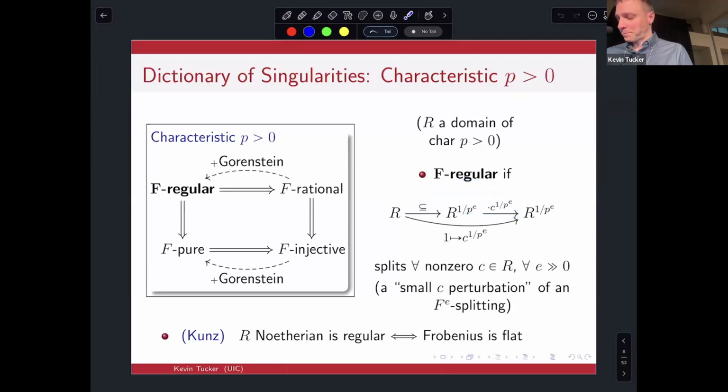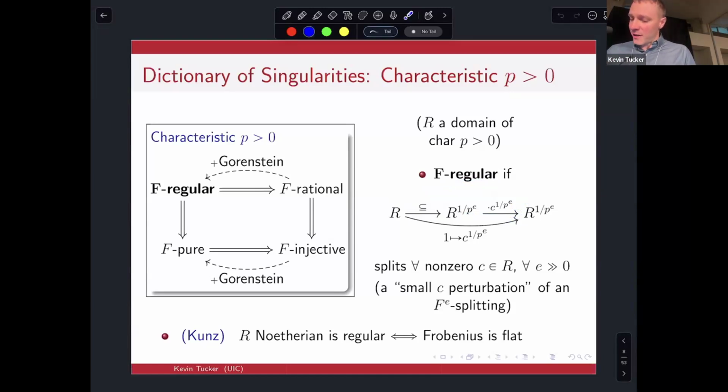If I have a splitting back here, then I can pre-compose with that multiplication map to get an F^e splitting. All right, so I want to think about this as a small c perturbation, and the requirement is that these perturbed splittings exist along any non-zero element c in the ring. The idea here is that if e is really large, then 1/p^e is really close to 0. So c^{1/p^e} is pretty close to 1. It's a very small perturbation. Similar perturbations will be important later on, even in mixed characteristic.